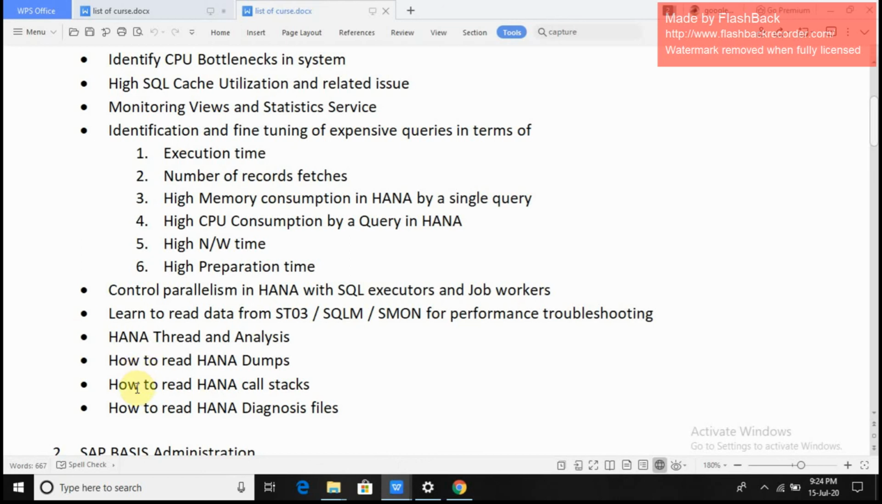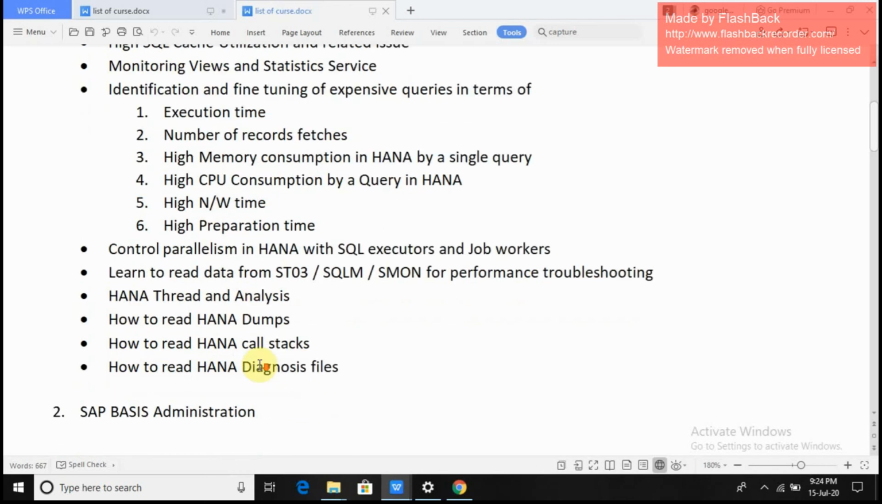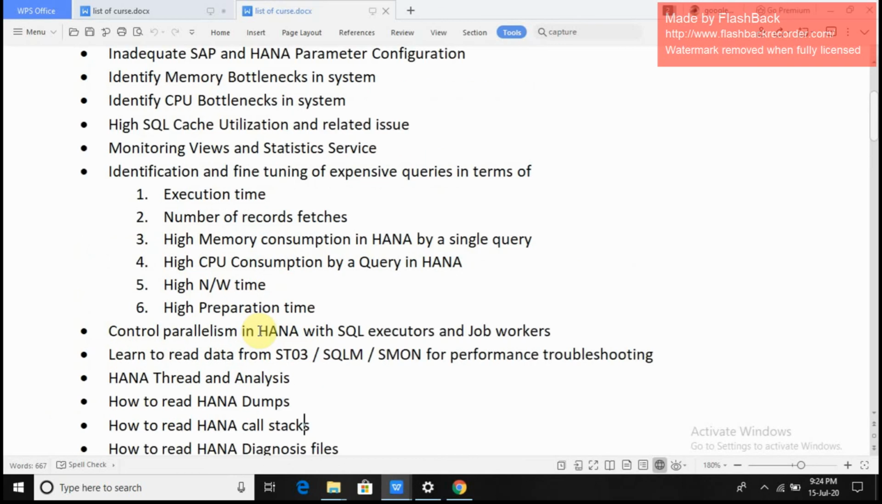How to read HANA call stacks, we will also cover this. Basically, HANA call stacks are the heart of your analysis. You can identify the reasons and the responsible parties from call stacks when you have performance issues. We will also cover the diagnosis files, how we can read diagnosis files which are available in the HANA database. As a part of this course, we will try to completely understand different issues and different aspects of performance optimization in the SAP system.